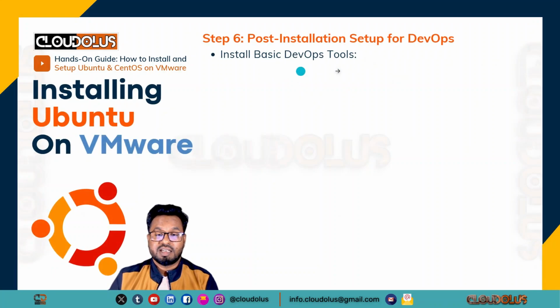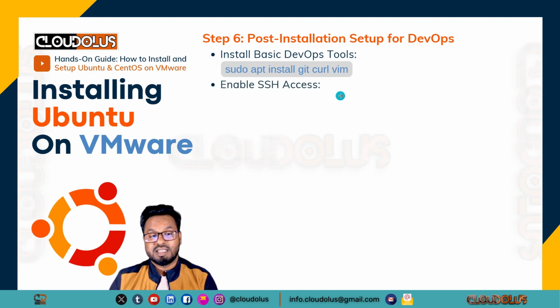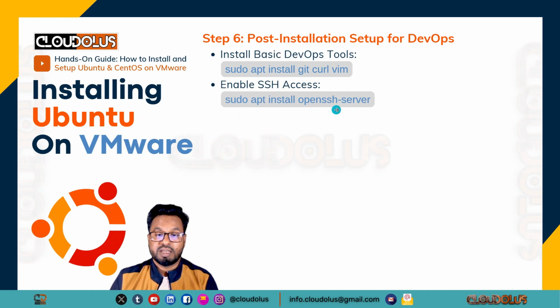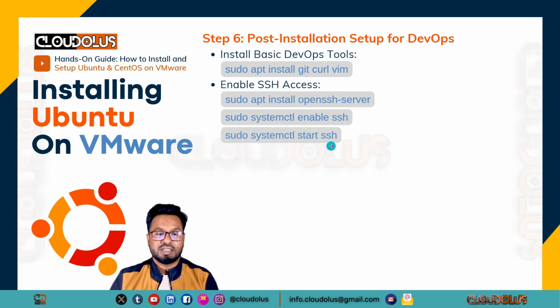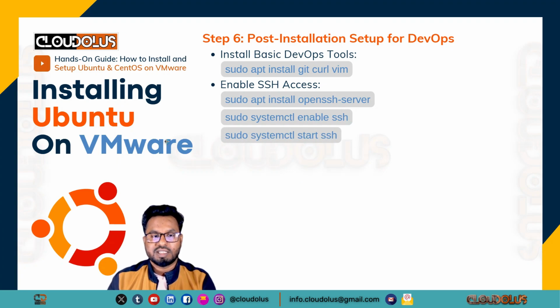So install basic setup tools: sudo apt install git curl vim, which we already know, and enable SSH access with sudo apt install openssh-server, and then sudo systemctl enable ssh and sudo systemctl start ssh. So this is the overall set of steps for how to install Ubuntu on your VMware.